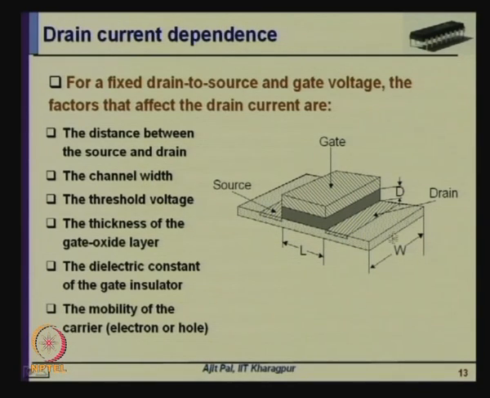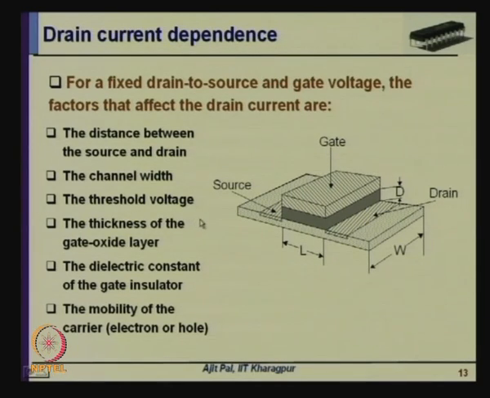Then the channel width W. More current will flow if the width is more, because you can see it is wider. It is just like a river. When the river is wider, more water can flow. Here also the width is somewhat like the width of a river, and so the drain current will be dependent on the width of the device.